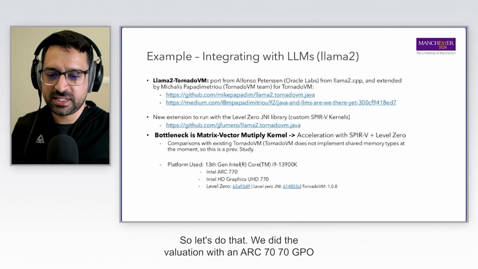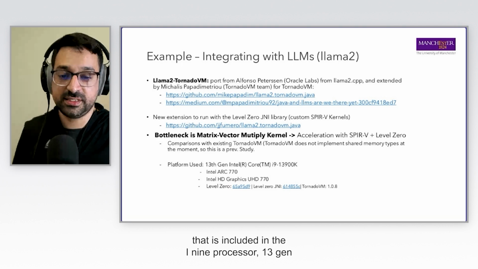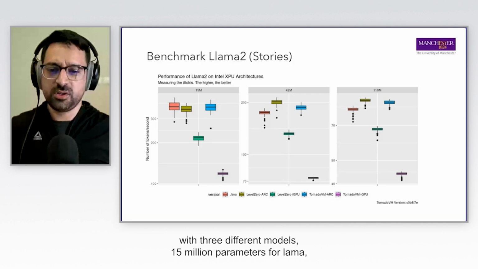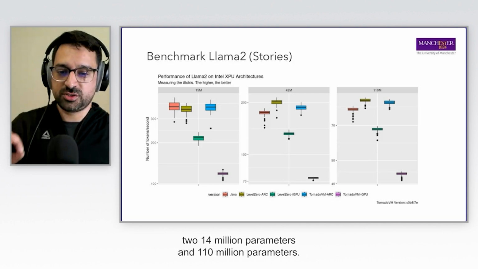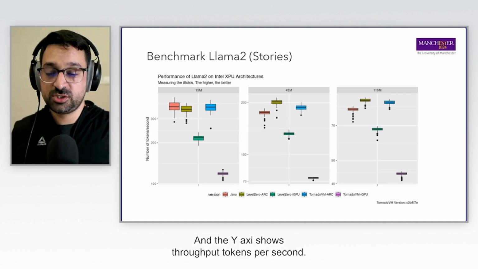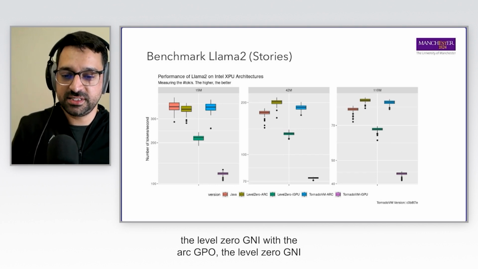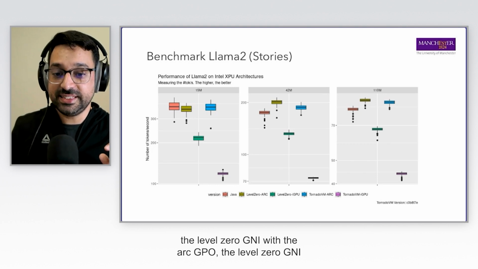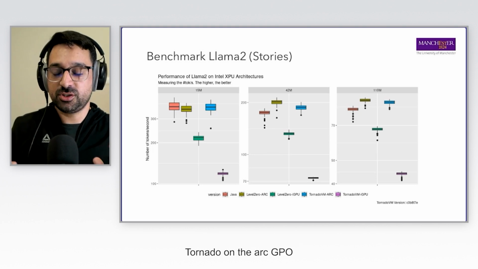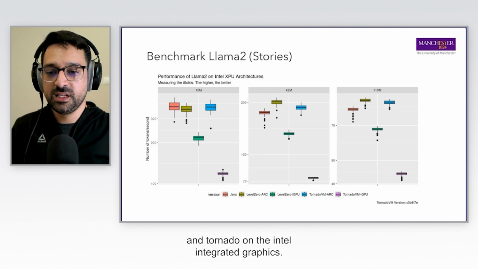We did the evaluation with an ARC A770 GPU, and Intel graphics, the same as that included in the i9 13th Gen processor. To show you the performance plots, we have this. We execute this with 3 different models: 15 million parameters for Llama 2, 42 million parameters, and 110 million parameters. And the y-axis shows throughput, tokens per second, so the higher the better. And here I show different versions: the Java version, the Level 0 JNI with the ARC GPU, the Level 0 JNI with the integrated graphics, and the last two correspond to Tornado: Tornado on the ARC GPU and Tornado on the Intel integrated graphics. So remember, the higher the better.